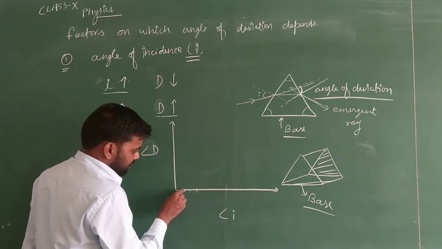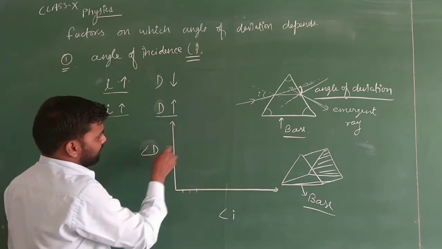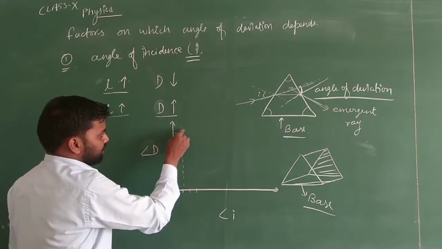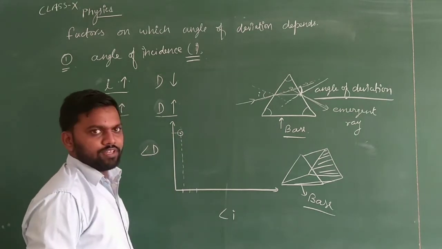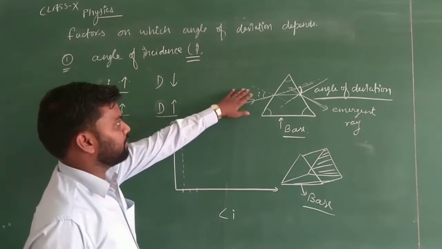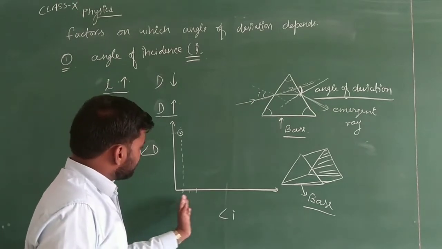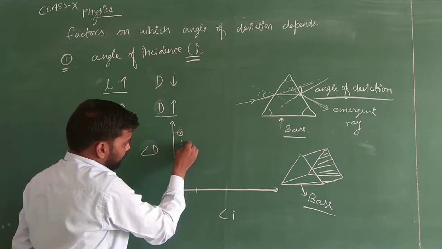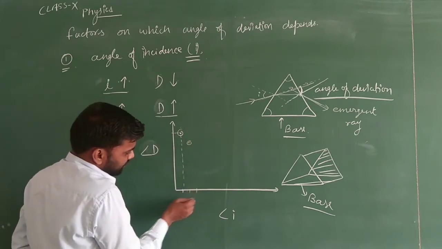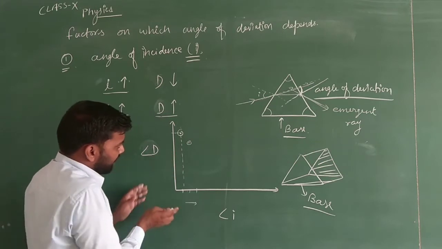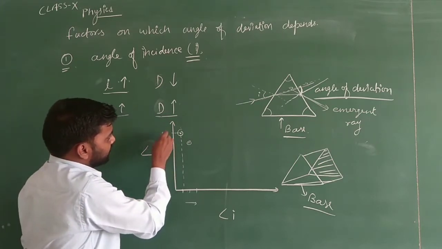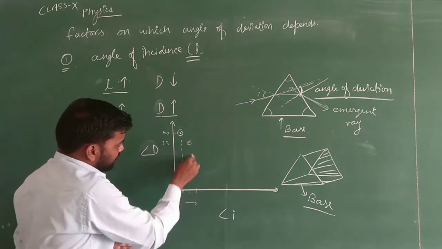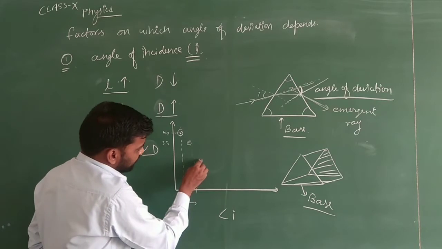Let us say in the starting, the value of the angle of deviation is at this point. It is the point in the starting when we are taking the minimum angle of incidence. But when we start increasing, the angle of deviation will start decreasing. We are increasing the angle of incidence, but the value of the angle of deviation, suppose here it was 40, in the next step it will be 30. So it is continuously decreasing. If we are increasing further, it will be like this.